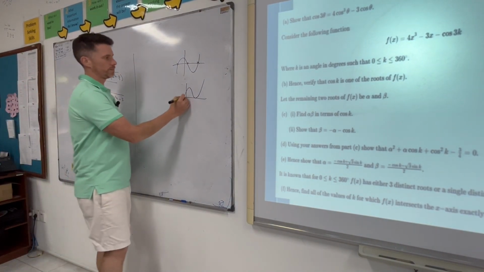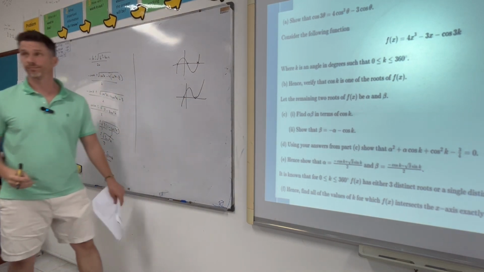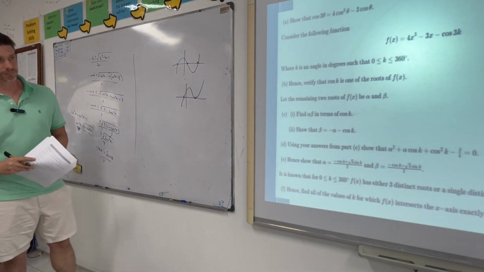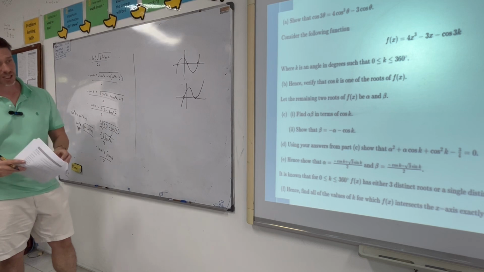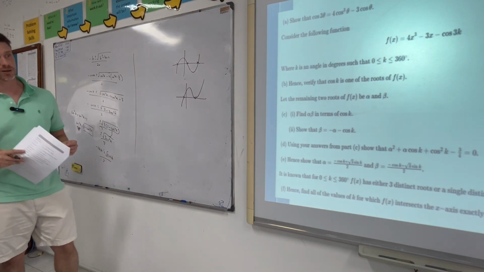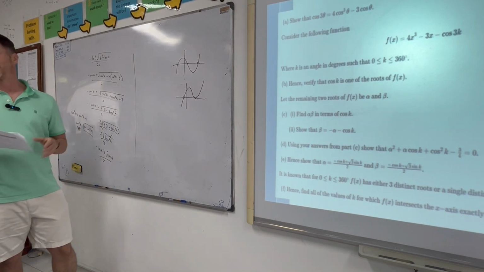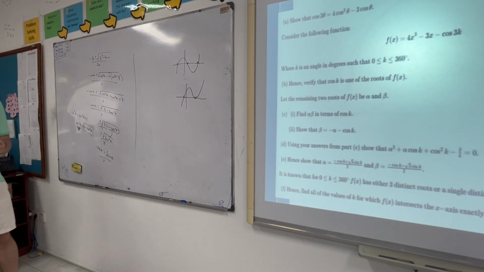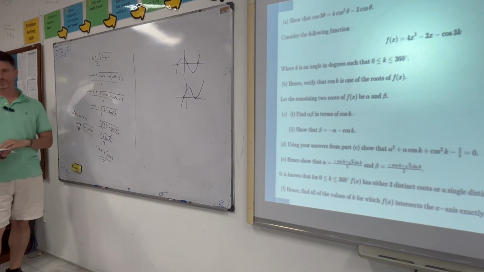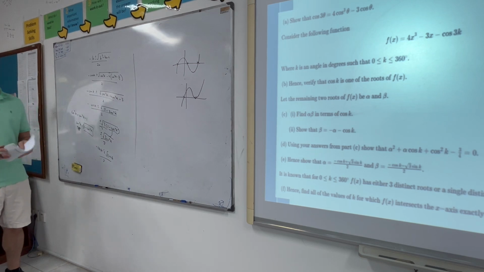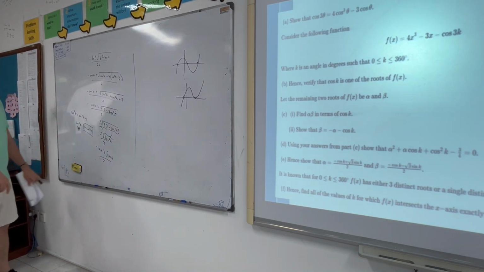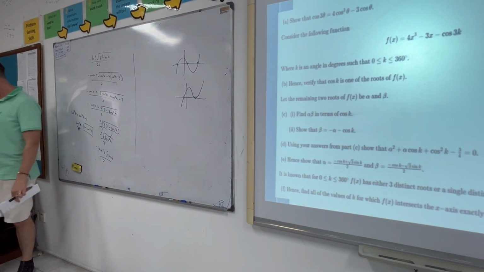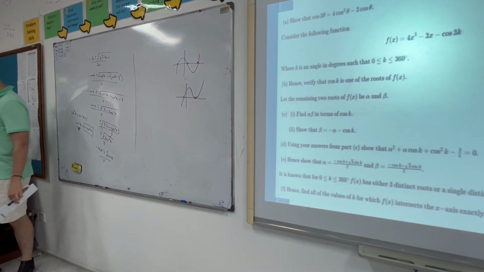Wait, does it say either? It says either, but then it says, hence find all the values for which f of x intersects the x-axis exactly 2 times. So if k was different, it would have a different set of roots. On the unit circle k has to be in between 0 and 180, and then k also has to be in between 180 and 360. Wait, why? No, k can't equal 0 or 180.